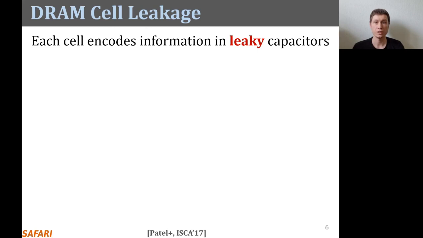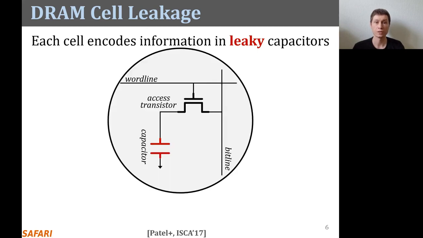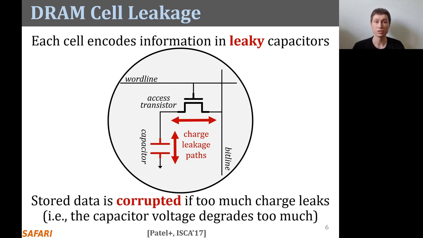Each DRAM cell stores data in a fundamentally leaky capacitor. Here's a simplified diagram of a DRAM cell where the capacitor in red stores the data and the access transistor gates access to the data. There are a number of leakage paths by which charge can enter or exit the capacitor. The important thing to note is that stored data can be corrupted if too much charge leaks, which is the same as saying if the capacitor voltage degrades too much.